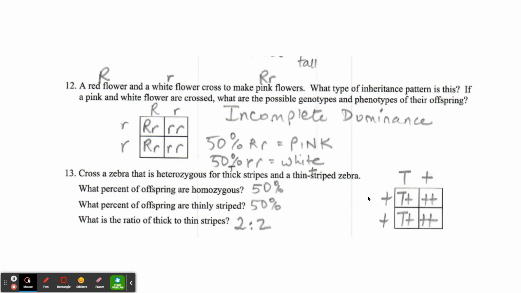Now, cross a zebra that is heterozygous for thick stripes and a thin striped zebra. So let's see. Heterozygous for thick, use capital T for thick, and homozygous for thin. What percent of offspring are homozygous? 50%. Which percent of offspring are thinly striped? 50%. Yes, the phenotypes. What is the ratio of thick to thin stripes? 2 to 2.